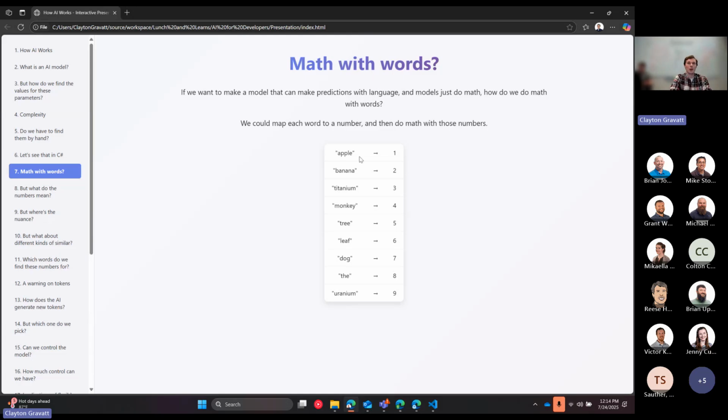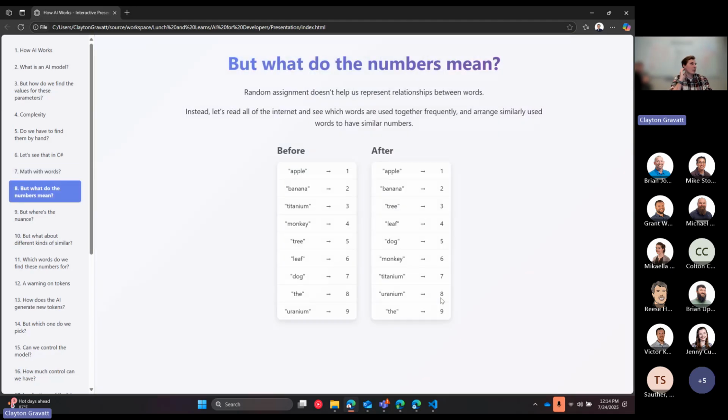So maybe apple is 1, banana is 2, uranium is 9, just some arbitrary mapping to start with, but it doesn't quite feel right. What do these numbers mean? This random assignment doesn't feel like it helps us represent the relationships between these words very well. It'd be nicer if similar words had more similar numbers. So let's read all of the internet and see which words are used together frequently, maybe see how they're used, and try and more cleverly arrange our mapping here so that similar words have more similar numbers.